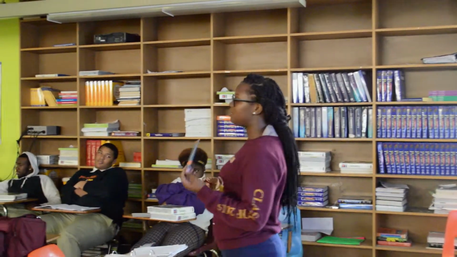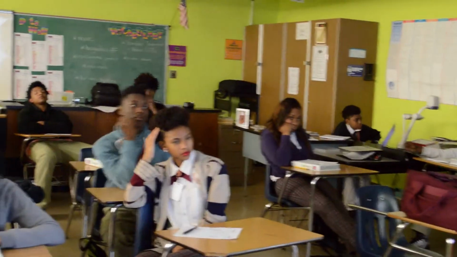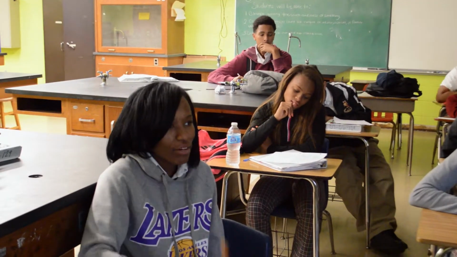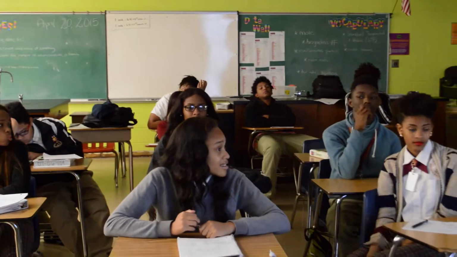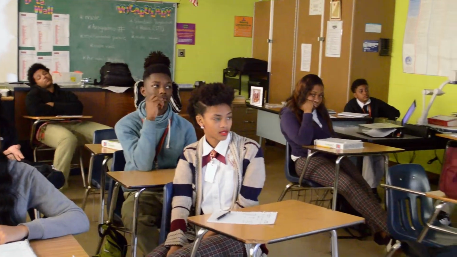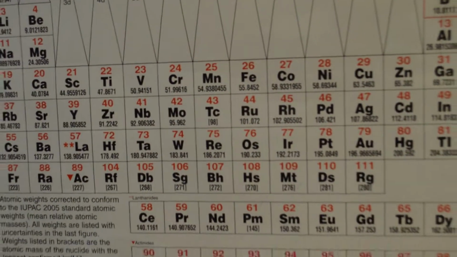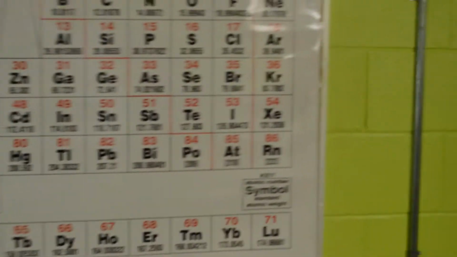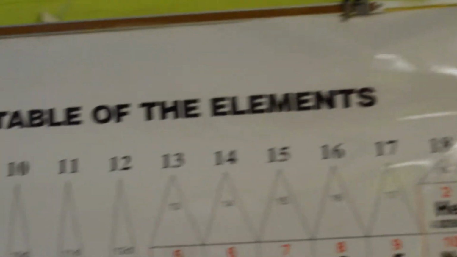What if I tell you I have calcium chloride? Chloride is Cl. Calcium is Ca. But where's calcium? On the left side, that's a metal. So that's ionic. You have a metal and a nonmetal mixed together. Everybody got it? Good.